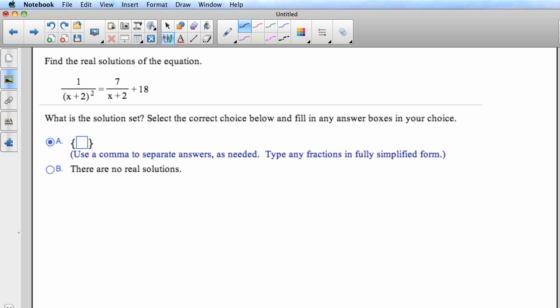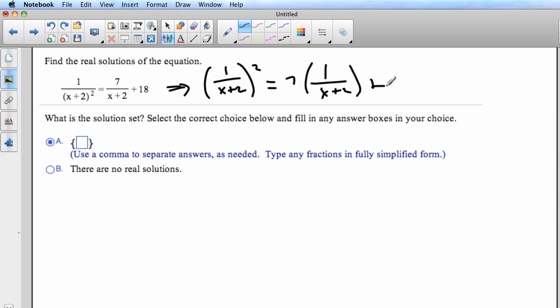This problem is an example of taking an equation that's not a quadratic equation, not something we know what to do with, but turning it into a quadratic equation by making a proper substitution. So in this case, we can see that there's something squared here, and that something that's squared actually appears right there. So if I rewrite this, this is the same thing as saying (1 over x plus 2) squared is equal to 7 times 1 over x plus 2 plus 18.